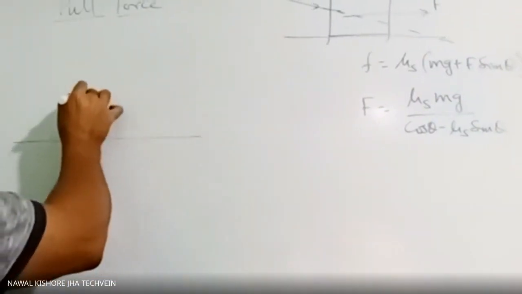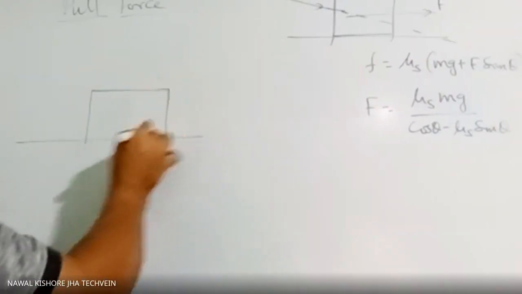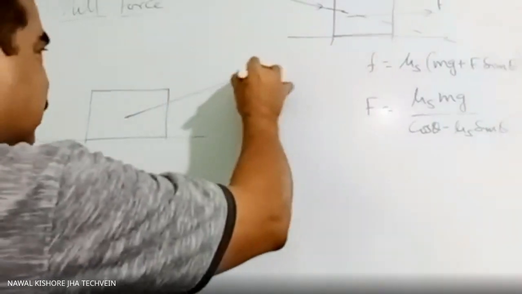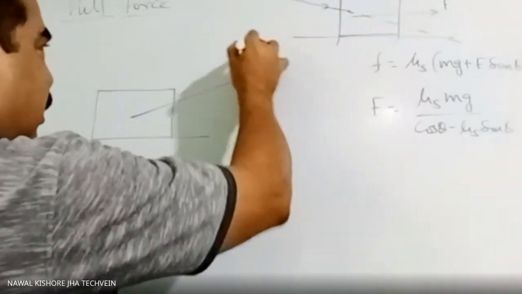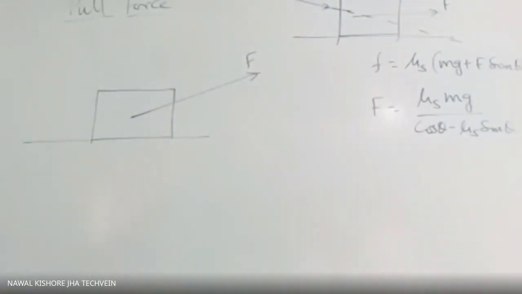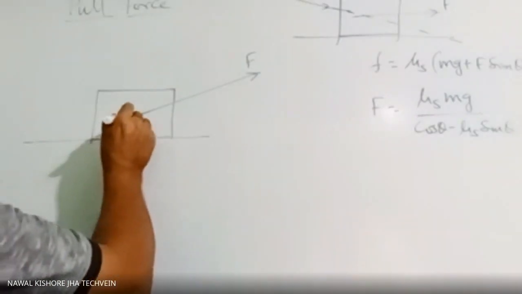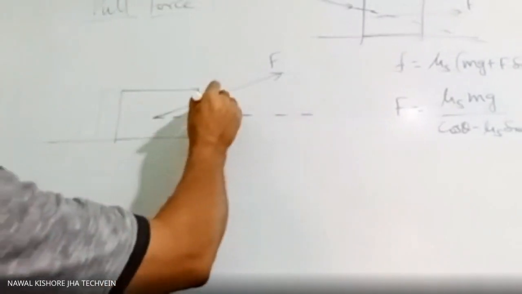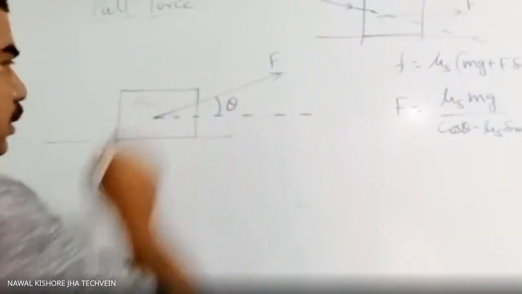Again, it is inclined to horizontal. It is not horizontal. So the force will be applied in this direction. External force will be in that direction. Suppose this angle is theta.